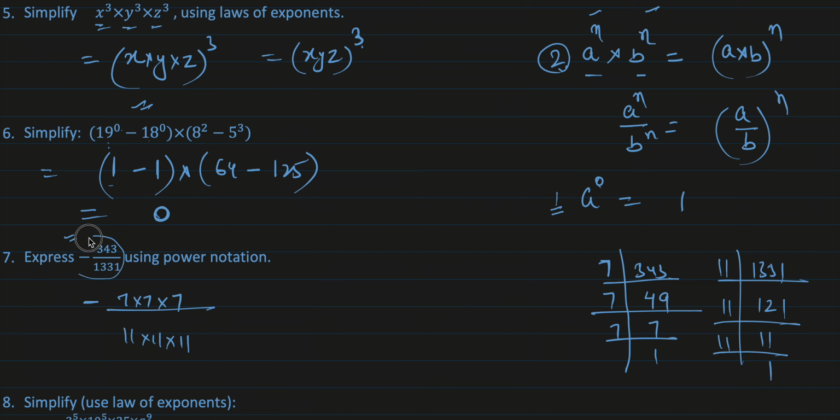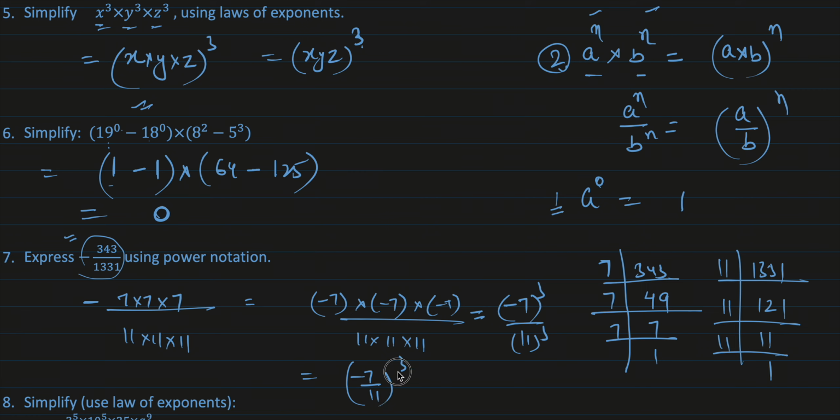But as the answer is negative, so what will I do? I'll just take 7 with this and 11 into 11 into 11, because the answer is coming negative. So what is it? Minus 7 cube by 11 cube, or I can say minus 7 by 11 whole cube. I hope it's clear students. Okay, this is what we have done. We represented it using power notation. Fine.